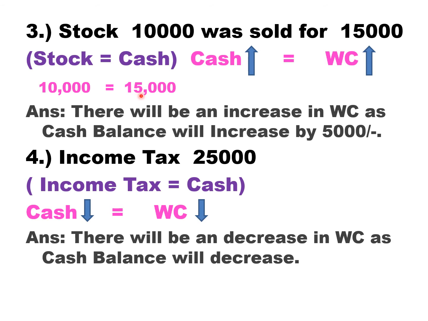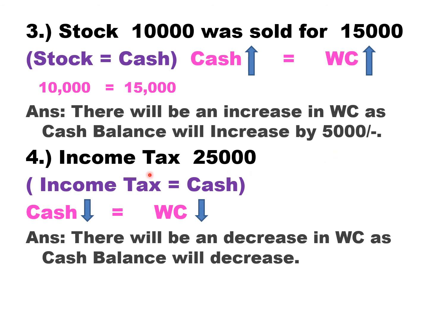It means net increase in current asset, I mean net increase in cash, is 5,000. So increase in cash of 5,000 will result in increase in working capital. So answer: there will be an increase in working capital as cash balance will increase by 5,000.